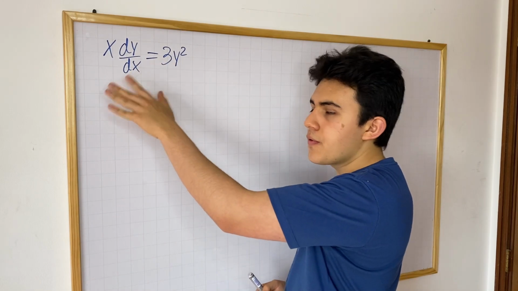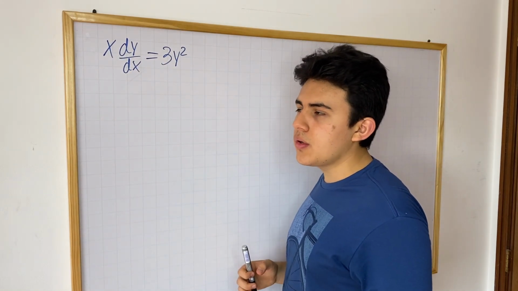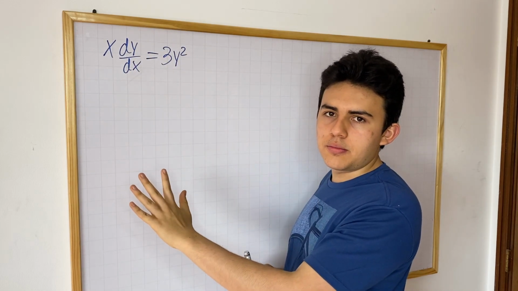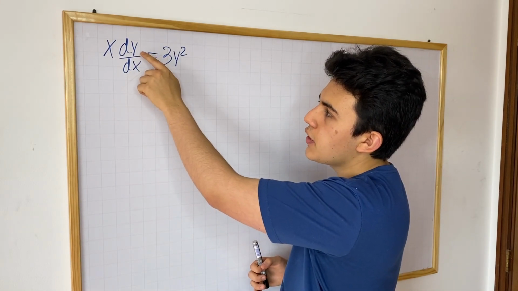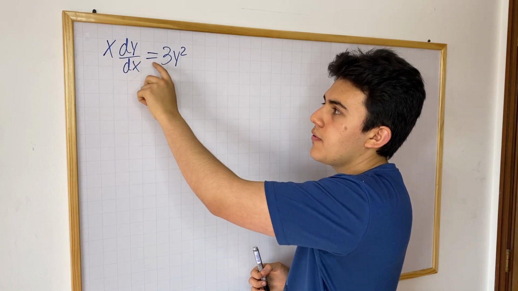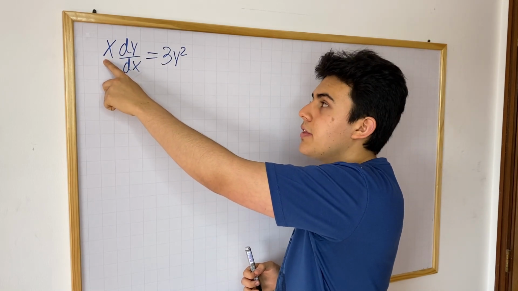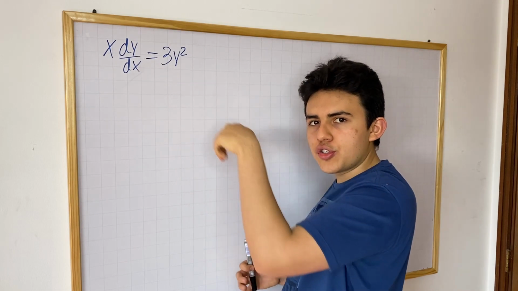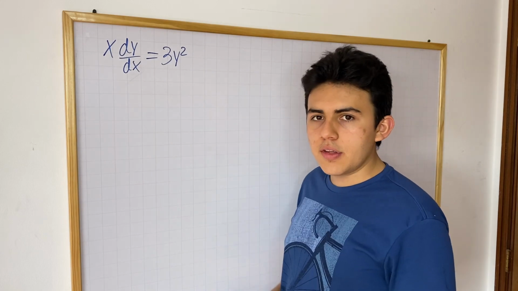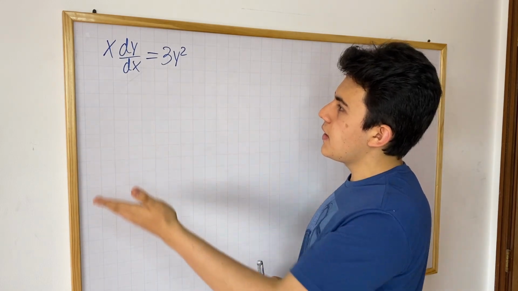So the overall goal in a differential equation, as you know, is to find a function that satisfies this entire equation. Okay, so we need to find a function called y that, well, if we multiply the derivative of the function times x, that should be equal to 3 times the function squared, okay? That is how you can read or interpret this equation. So now let's find y.